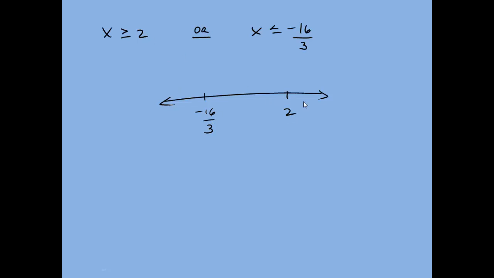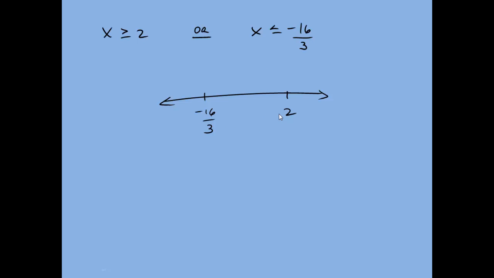So we had x is greater than or equal to 2, or x is less than or equal to negative 16 thirds. And when you're drawing your number line, make sure you put these in the correct places. Negative 16 thirds and 2, those are the numbers we need to use. Make sure you put them in the right order. Negative 16 thirds is definitely less than 2 because it's a negative number, 2 is a positive number.